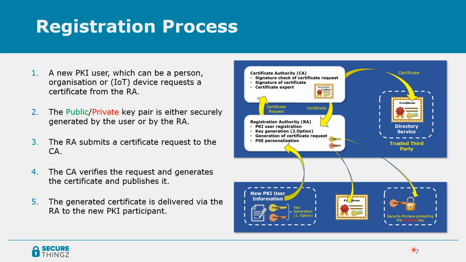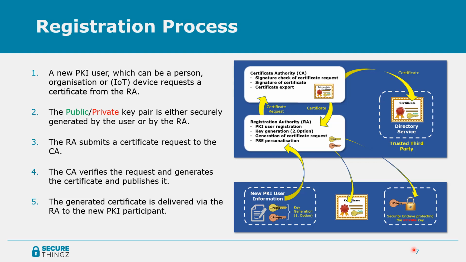Let's have a look at the registration process just to give you some idea of how it works. Let's say a new PKI user wants to get a certificate, so they can make a request for a certificate to a registration authority. The public-private key pair is securely generated by the registration authority, or the user can actually supply its own public-private key pair.